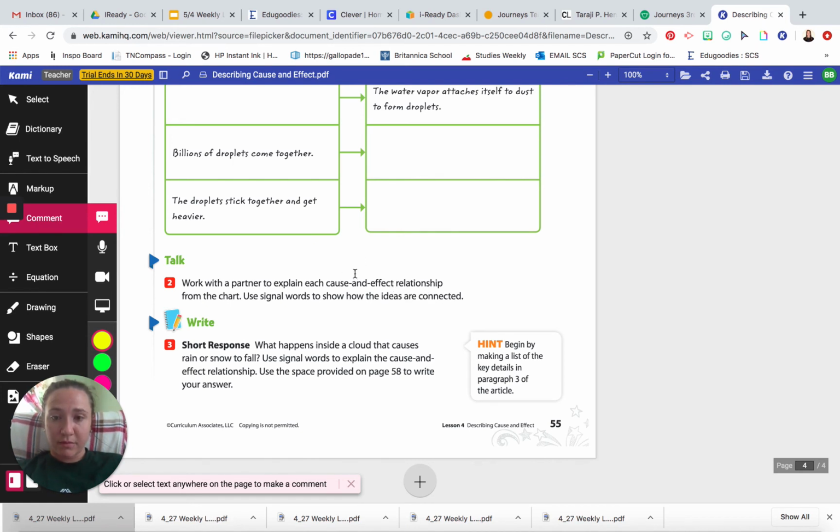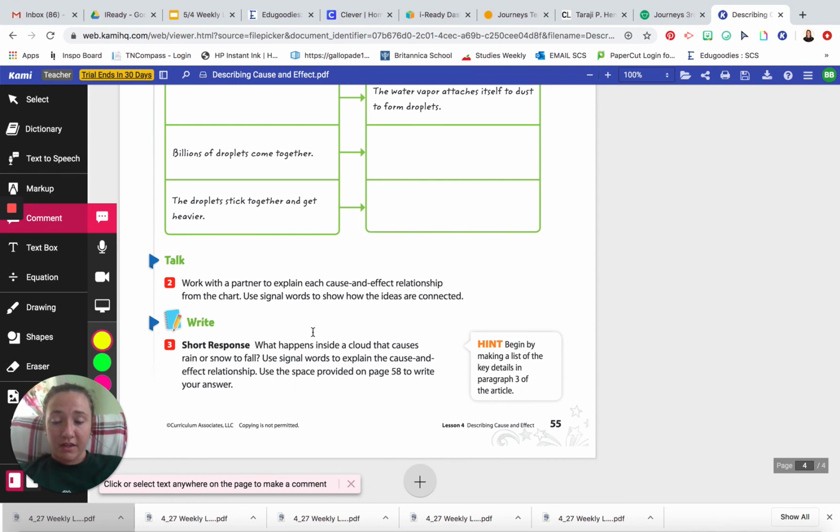So this is just an example for you to talk to yourself or talk to someone else and practice using signal words to describe what happens when clouds and rain are formed. Then I want you to write a sentence at the bottom of your paper that describes what happens inside a cloud that causes rain or snow to fall. Use signal words to explain the cause and effect relationship. So, you can just write that answer down here.